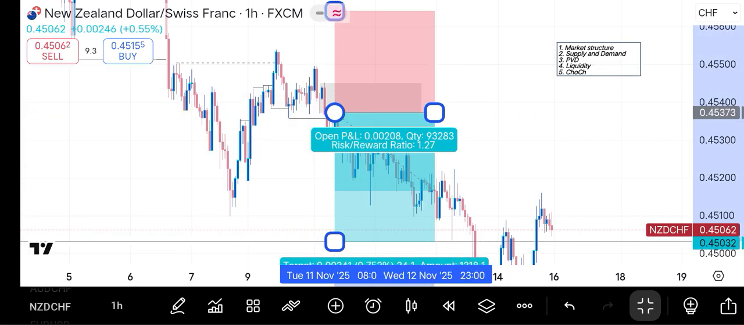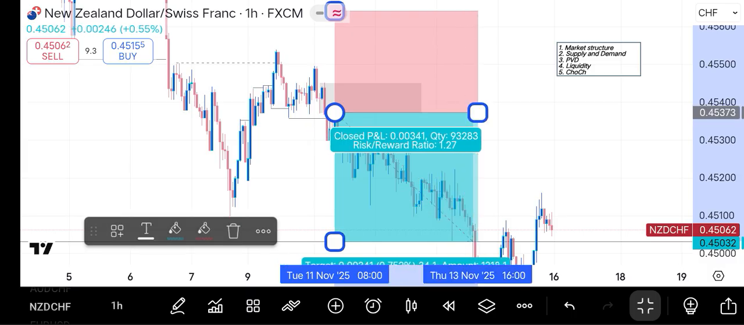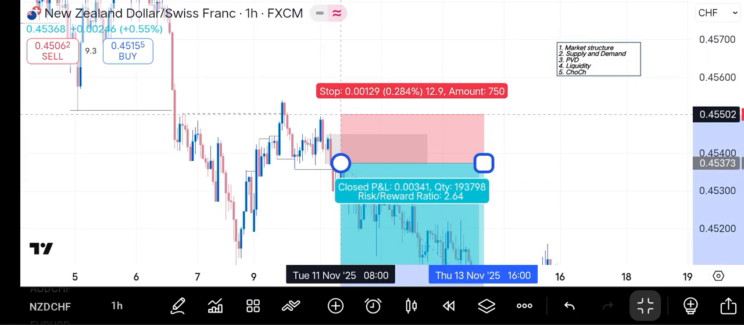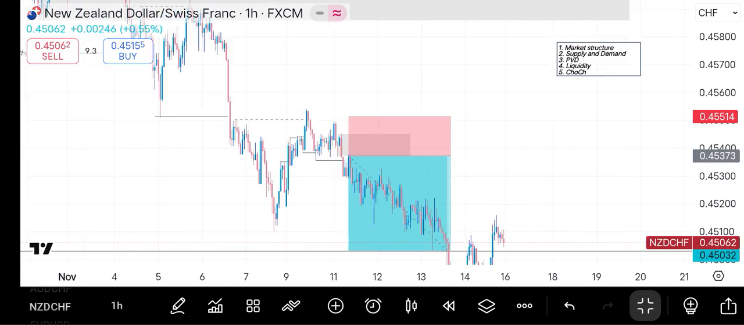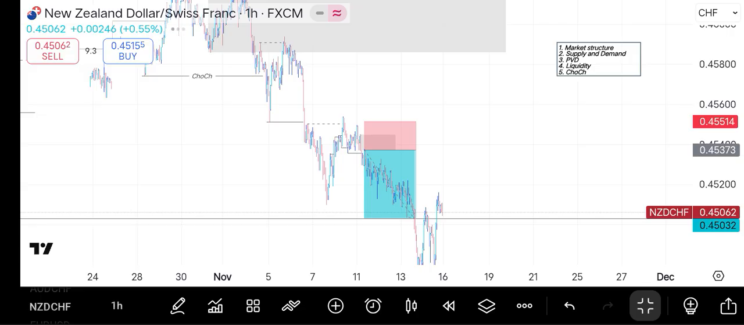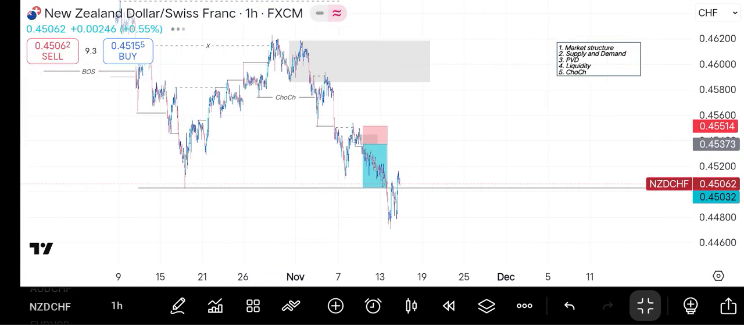Right, guys, this strategy works every time, guys. Works every time. I put my stop loss above that high because I wanted to be in more safe positions, guys. So what next could happen on NZD/USD?